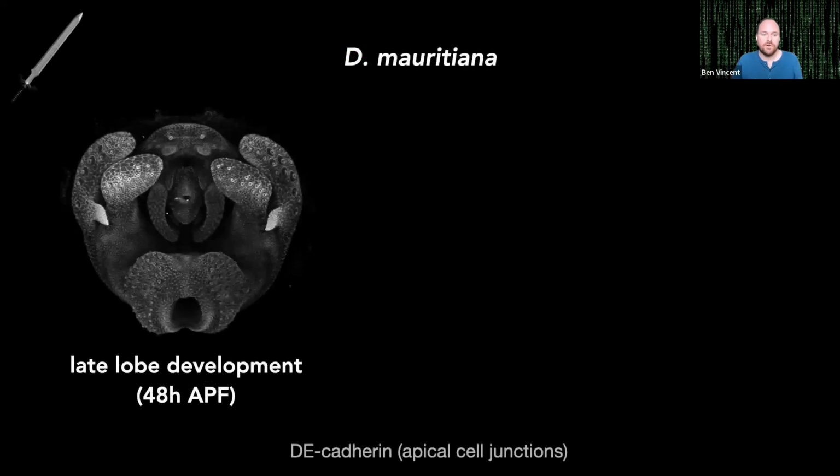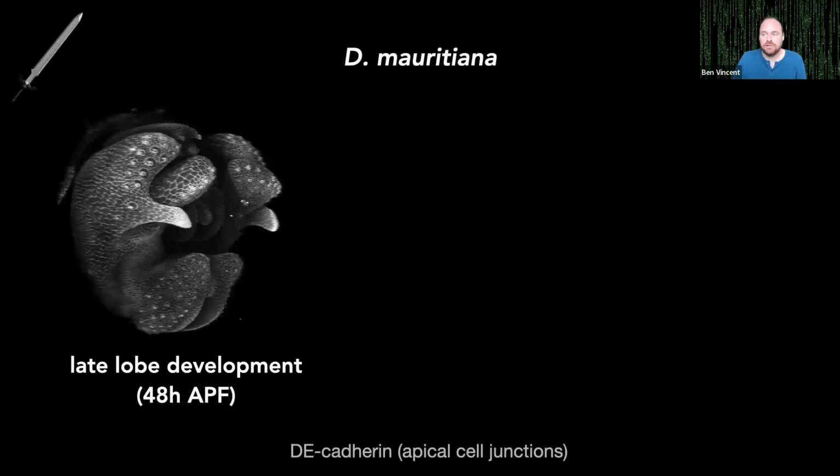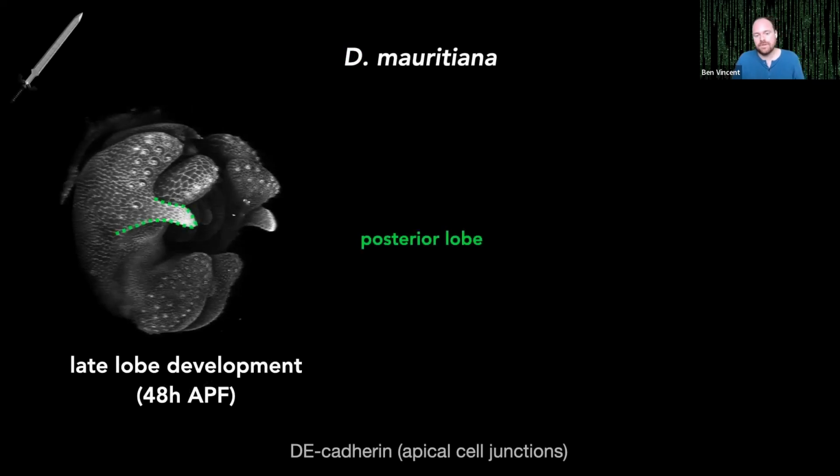So these structures form from an epithelial sheet when the flies are pupa. So this is what they look like at a late stage, 48 hours after they become pupa. This is a sample from Drosophila mauritiana, where apical cell junctions are labeled in gray. And as I rotate the sample, you can see the sword here.